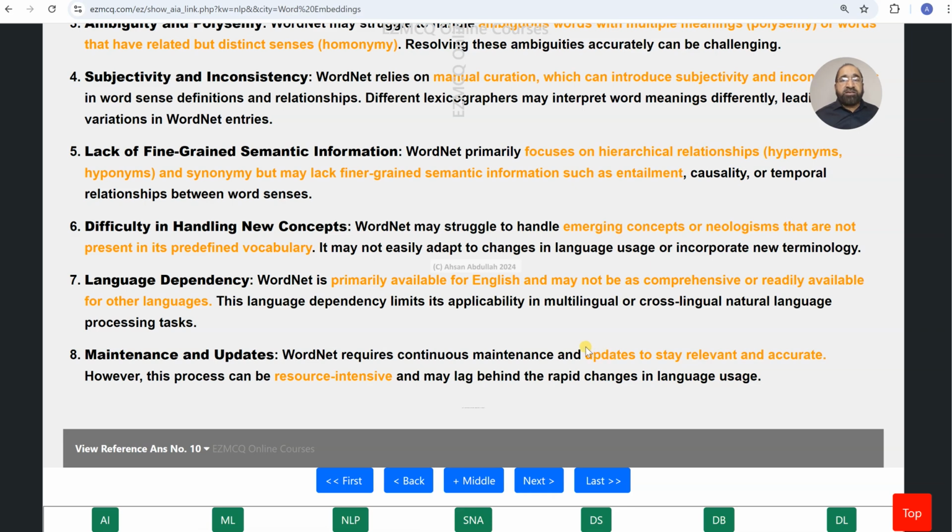So with this, I end this part A of word embeddings, and then we'll start with part B of word embeddings.